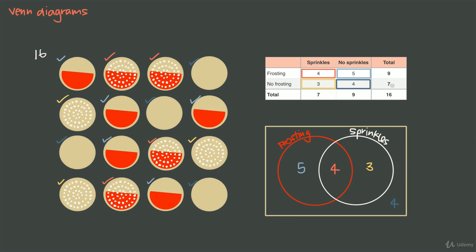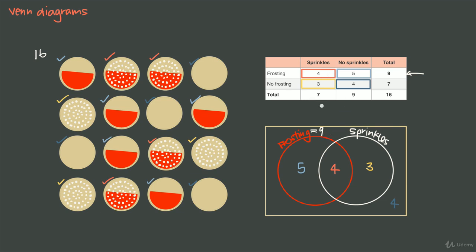Notice too that when we're reading this Venn diagram, we can see the totals that were in our two-way table. So for example, if we want to know from the Venn diagram the total number of cookies that have frosting, the total number of cookies with frosting is 9. From the Venn diagram, we can see that by looking at all of the numbers that fall anywhere inside the frosting circle. So if I look at this entire frosting circle, the numbers I have inside of it are 5 and 4. They add up to 9, so I know that there are 9 total cookies with frosting.